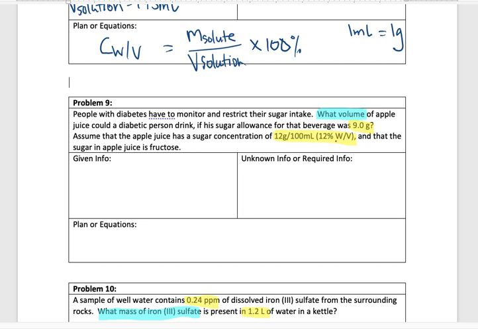Okay, so here we go. We have our concentration. We have our mass, and we need to figure out the volume. What volume of apple juice? And we have the sugar allowance in the beverage, so the mass of the sugar, the solute, and this is the volume of the solution.